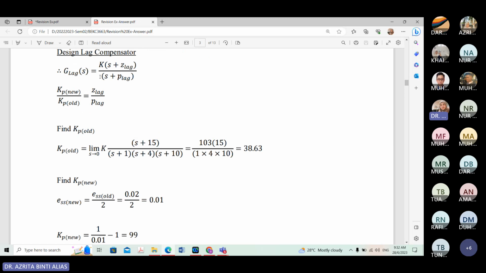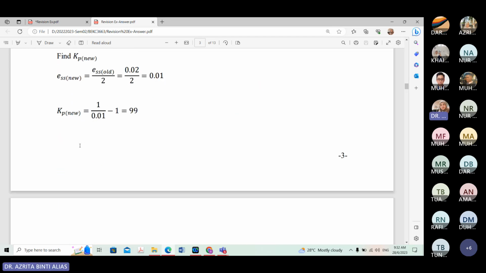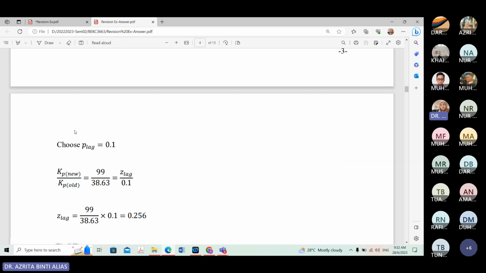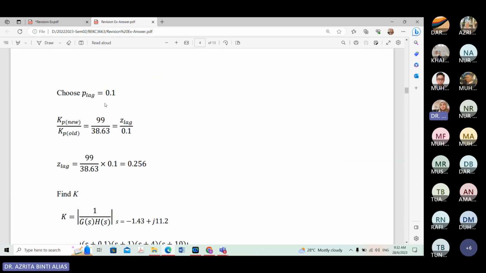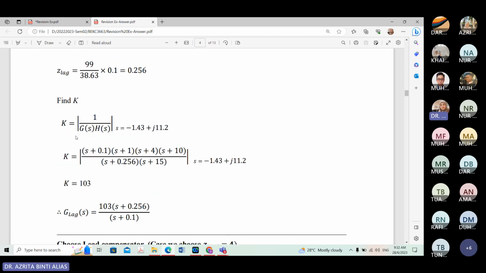So this is how we design the lag compensator. Find the value of Kp old. After that, we find the value of Kp new based on the design objective. And then we choose P lag, and we can obtain the Z lag. And lastly, we find the value of gain K where we include the Z lag and P lag into the equation.